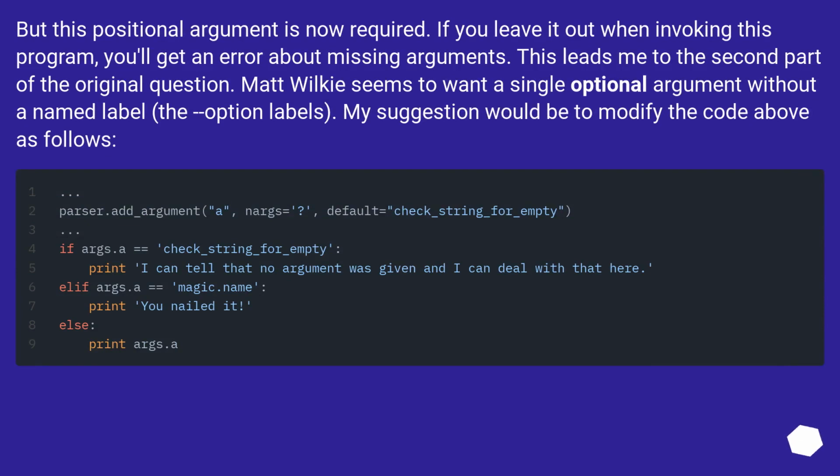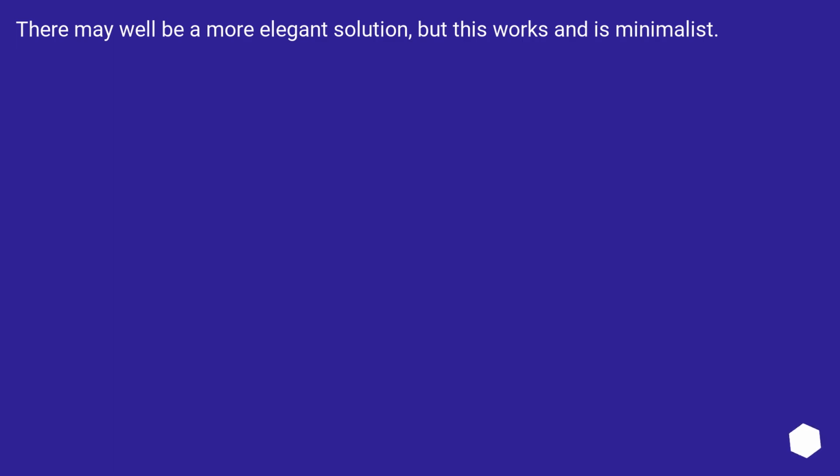This leads me to the second part of the original question. Matt Wilkie seems to want a single optional argument without a named label, the option labels. My suggestion would be to modify the code above as follows. There may well be a more elegant solution, but this works and is minimalist.